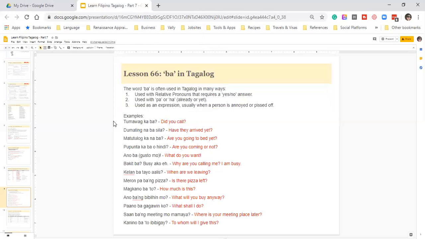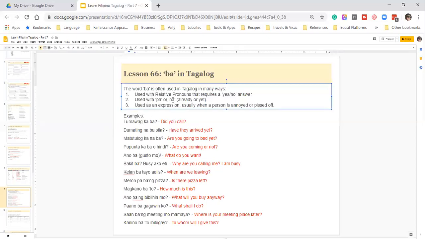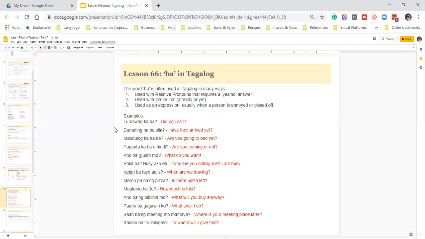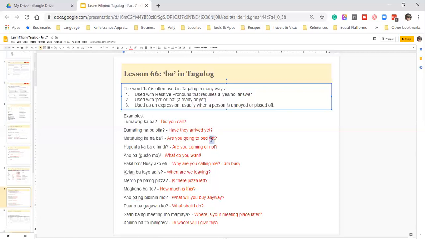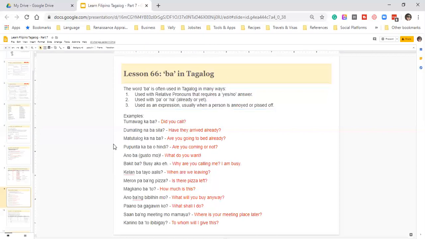Really quick. So you said pa is for yet and na means already. Is that a direct translation? Or can they be used interchangeably? Correct, interchangeably. Okay. Yes. Okay. Tumawag ka ba? Dumadating na ba siya? Matutulog ka na ba? Pupunta ka ba o hindi?